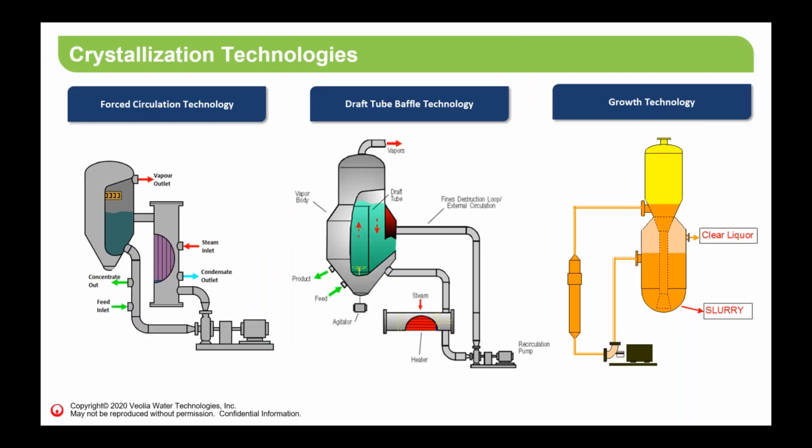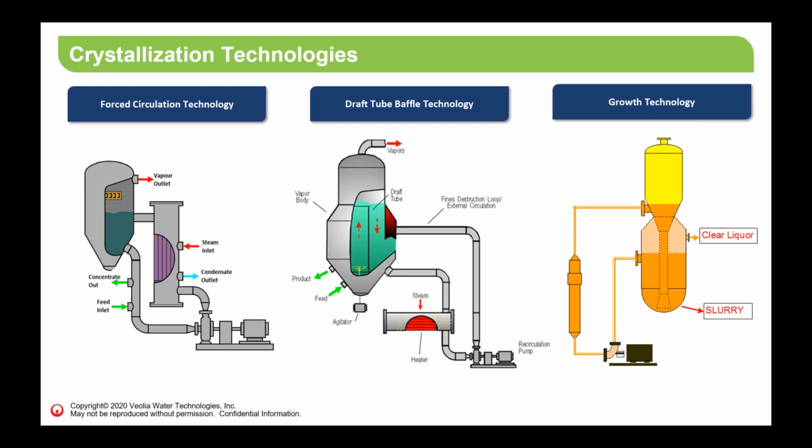Forced circulation technology is used, as I said, when we don't have any specific requirement for particle size, and it's basically a mixed suspension. Everything is mixed. We recirculate the slurry using a pump through the recirculation loop. The feed enters the recirculation. We heat the system in the heater located also in the recirculation, and the feed is heated in the recirculation loop, and when it enters the crystallizer body, crystallization occurs by flashing.